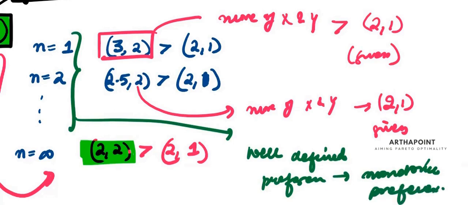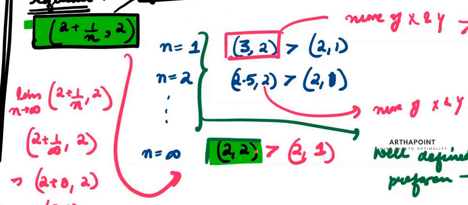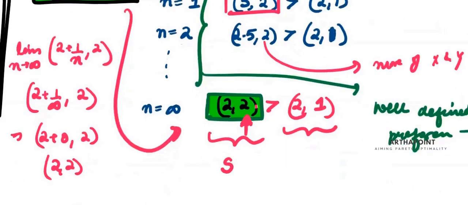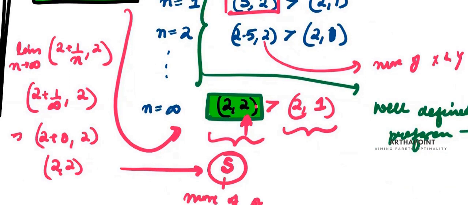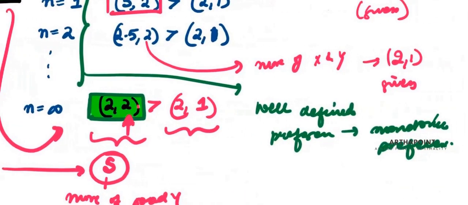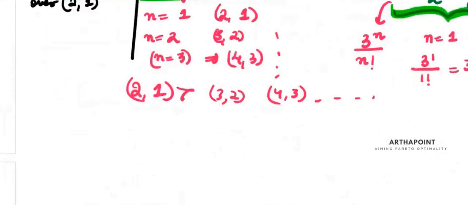So when more is preferred and this sequence converges to (2, 2), and this has more of good Y, this should be preferred over this bundle. So the entire sequence converges to this S, because this S has more of good Y. And from the pattern, we see monotonic preferences, more is preferred. It should be preferred over (2, 1). So we come to the conclusion, and you were correct, that S is preferred to (2, 1).